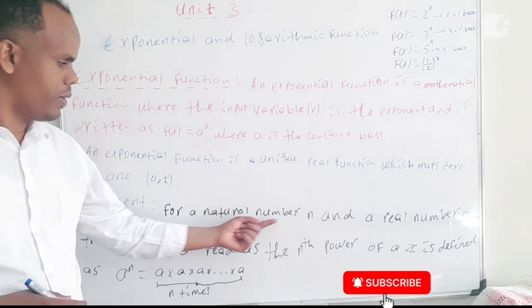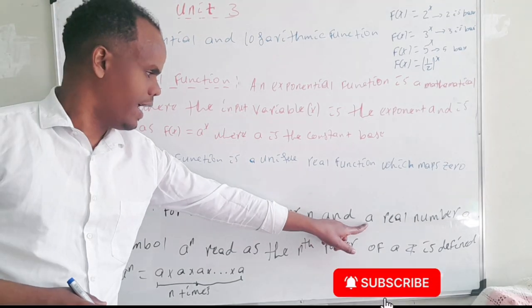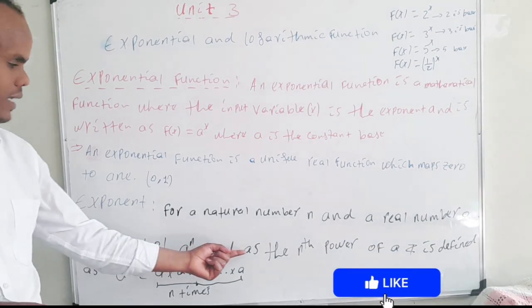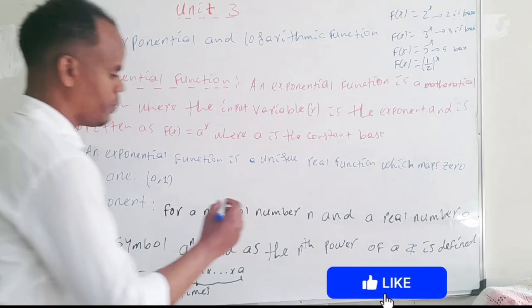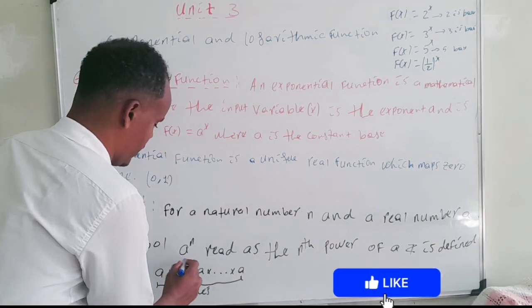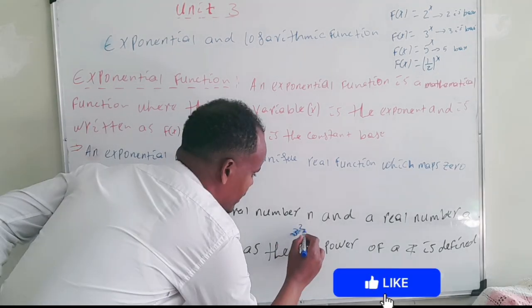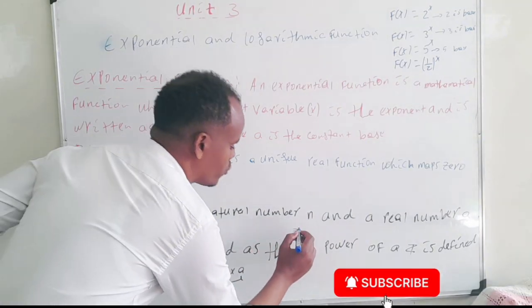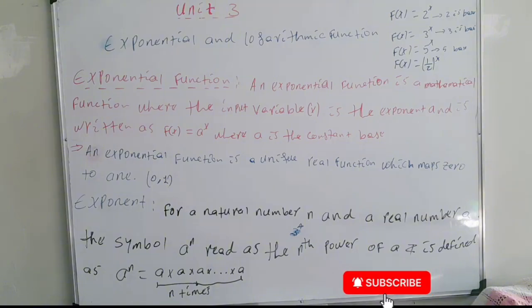For a natural number n, that is the exponent, and a real number a, the symbol a to the power of n is read as the nth power. For example, a to the power of n is the nth power, the second power is the square, and the fourth power of 3 means 3 to the power of 4.